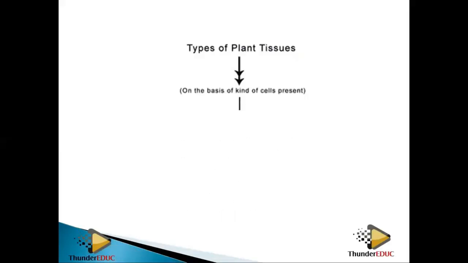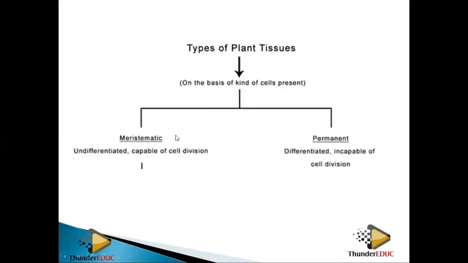Plant tissues are divided based on the kind of cells which are present in the tissue. The type of cells present gives us the classification of these tissues. So we are saying that these tissues are divided into meristematic tissue, and then you have the permanent tissues.